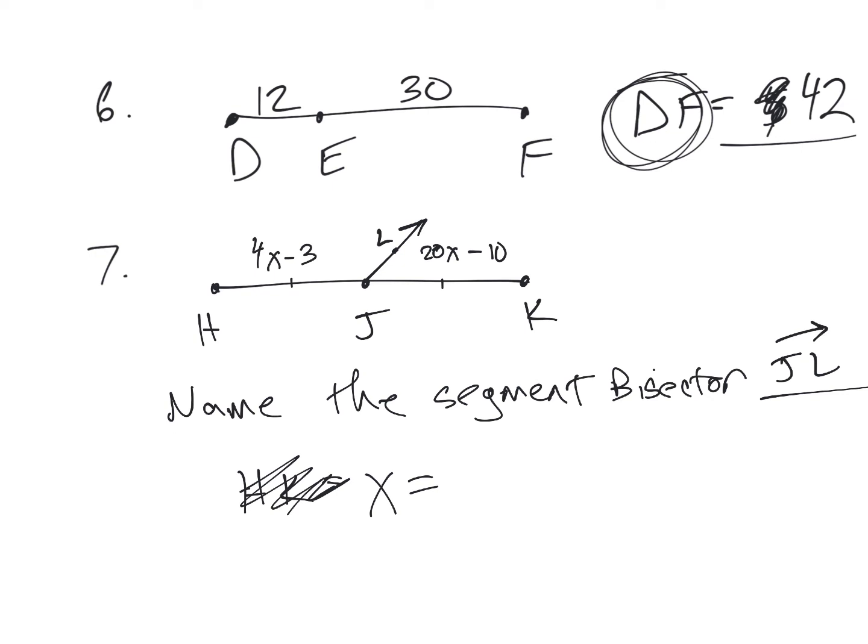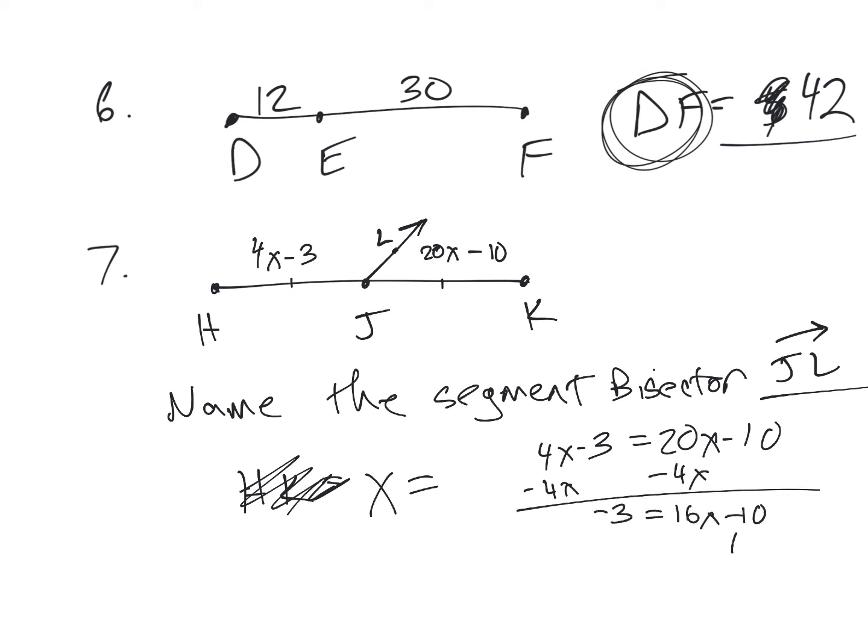And then to solve for x, you have to set these equal to each other. So subtract 4x. Negative 3 equals 16x. Add 10. 7 equals 16x. Divide off the 16. So 7/16 would have been the answer for x. Tomorrow you're actually going to have to plug it back in and tell me whatever length I'm asking for. You have to pay attention to what it is, okay?